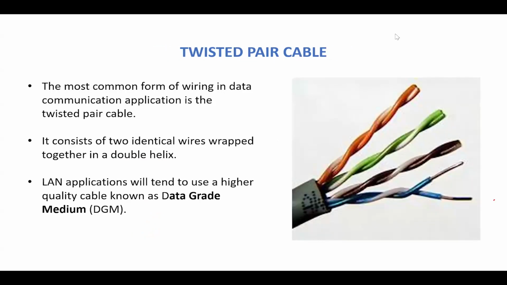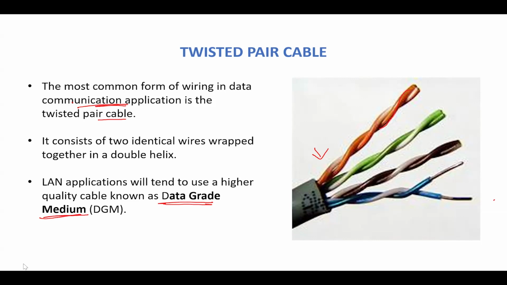With the very first one, we'll start with the twisted pair cable. Twisted pair cable looks something like this. You would have observed it around you, especially in your labs, if you have seen such a wire. This is a twisted pair cable. This is the most common form of wiring in data communication applications. It consists of two identical wires wrapped together in a double helix. LAN applications will tend to use a higher grade. In twisted pair also there are different kinds of grades. We will be using data grade medium, with which we should be able to transfer the data. That is why we will be using data grade medium.